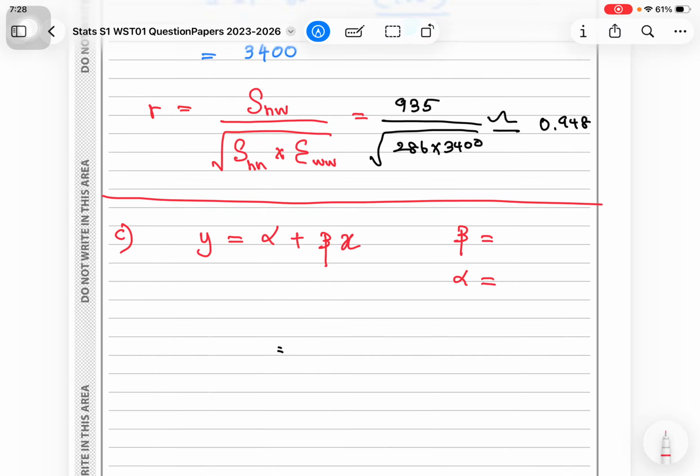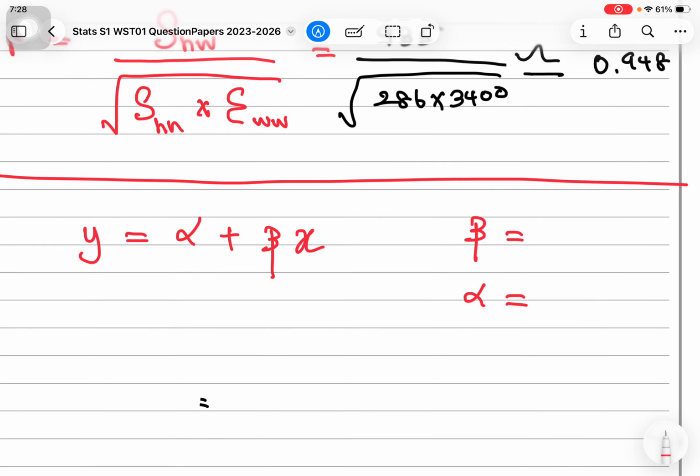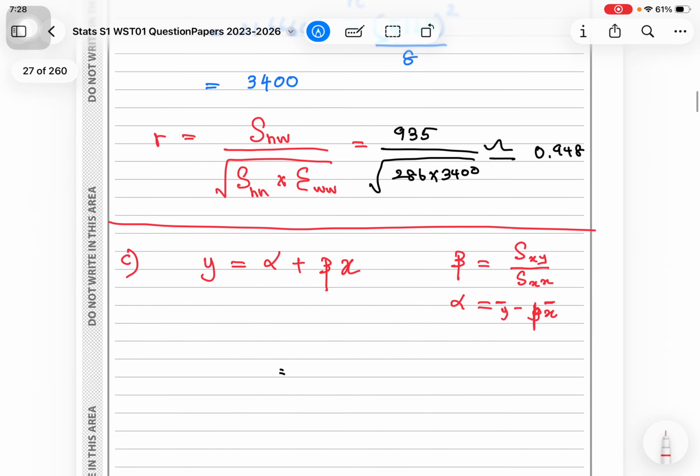Because we know, if I get the beta, I'll write the equation quickly. It's going to be Sxy divided by Sxx. Alpha would be y bar minus beta x bar. So these are the two equations.